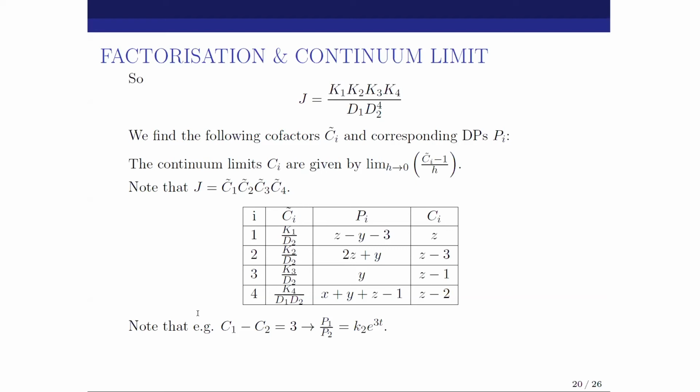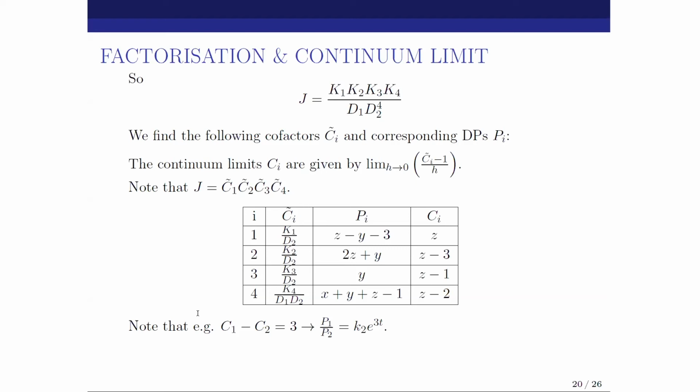so they're all very similar. The first one is z, then the next one is z minus 3. The third one is z minus 1, and the last one is z minus 2. So that means that if you take the ratio of, say, P1 and P2, then the cofactor in the continuous case is going to be C1 minus C2, and that's equal to 3.